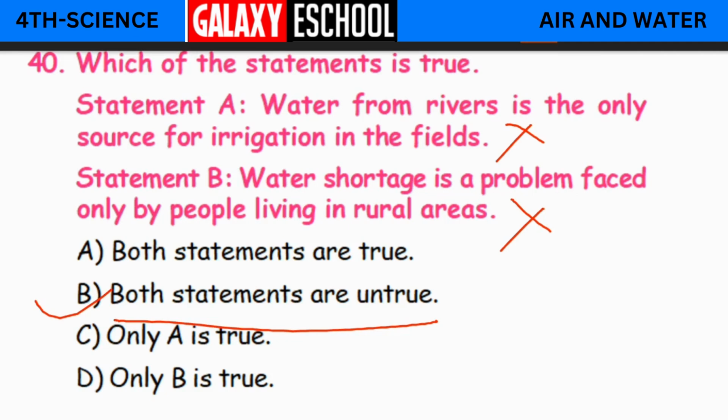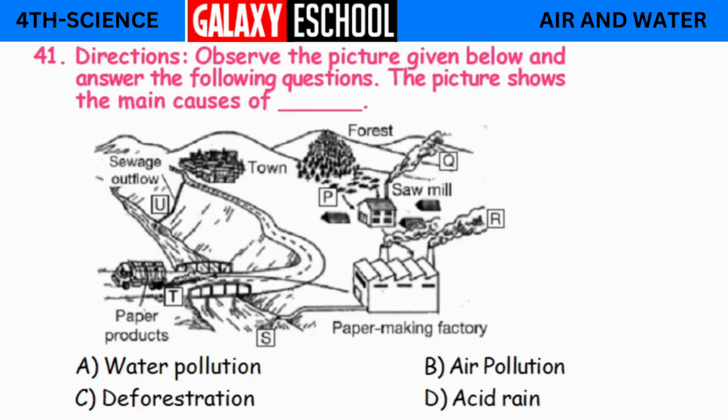Yes, children. Not only the water from rivers, even rainwater is also used, and reservoirs are also used for irrigation in the fields. And even water shortage is a problem faced by everybody, not only in rural areas, everyone. So that is why both statements are untrue. Okay, children, clear? Now the 41st one is the directions here.